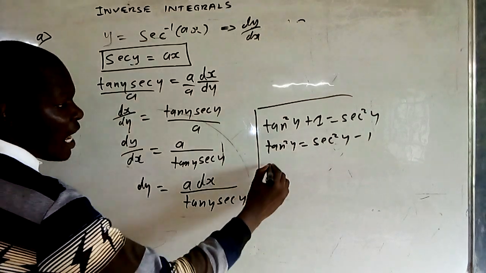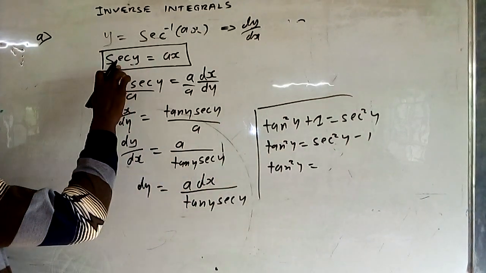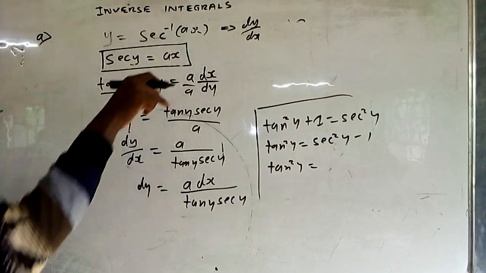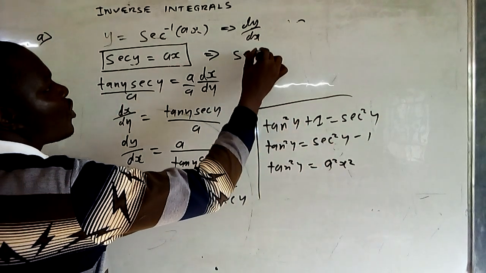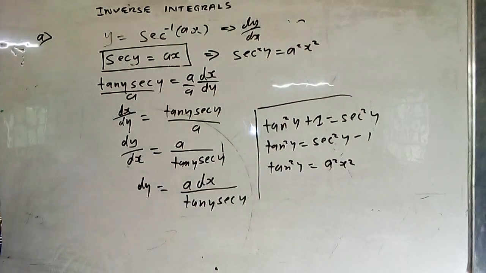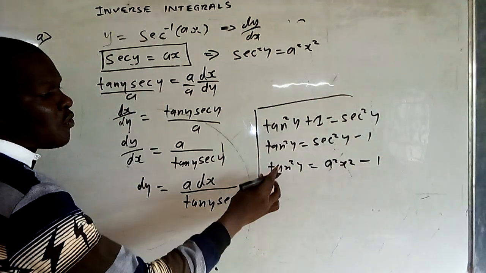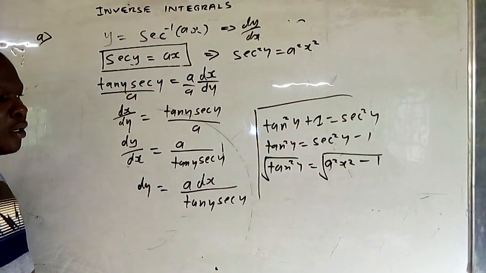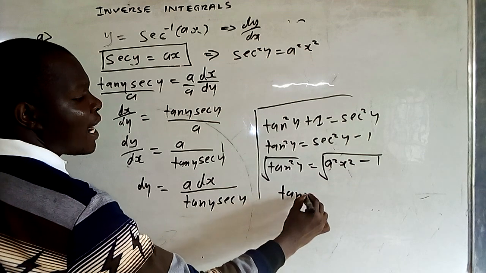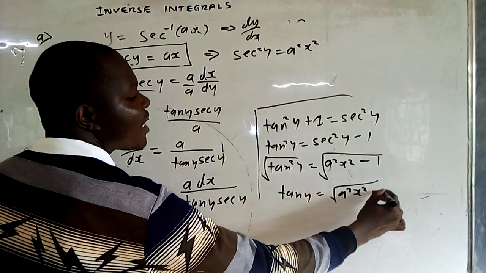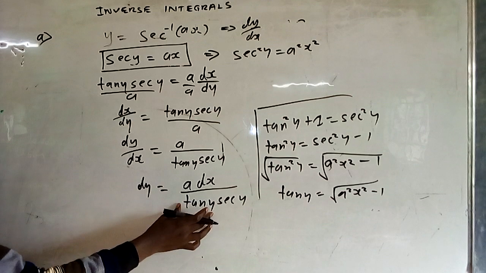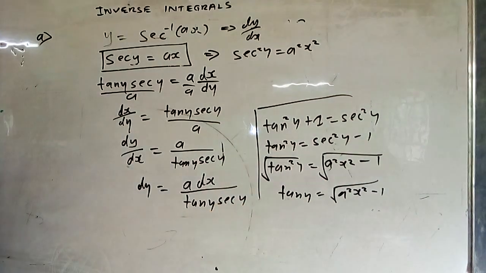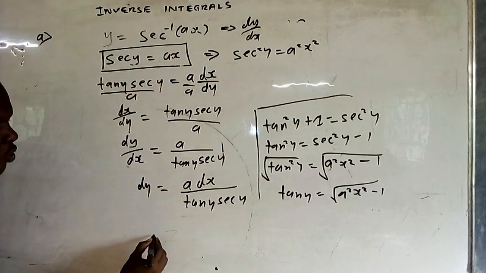So we have tan squared y is equal to, what is sec squared y? If sec y is ax, meaning sec squared y is a squared x squared, you square both sides, isn't it? Yes. So this one is a squared x squared. So tan squared y is a squared x squared minus 1. So for you to get tan y, you take the square root on both sides, isn't it? So there you have tan y is equal to square root of a squared x squared minus 1. Are we together there? So where there is tan y, you put square root of a squared x squared minus 1. Where there is sec y, you put ax. So if you substitute, what is dy?